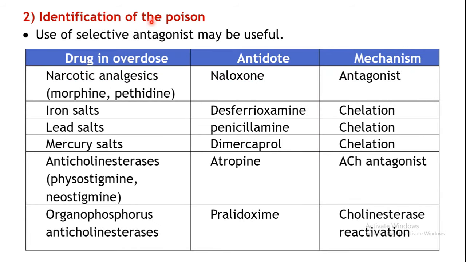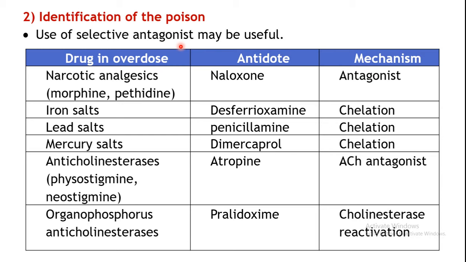Then the second measure is identification of the poison. To treat the poisoning, it's very important to know which substance exactly has caused it. If you know the substance which has resulted in the poisoning, you can select certain antagonists. For many substances, selective antagonists are available. An antagonist is a substance which can reverse the action of a particular substance. They either block the action or produce actions in the opposite direction. So if you know which substance has caused the poisoning, you can give the selective antagonist and antagonize all the actions of the poison. Automatically it will control all the symptoms.